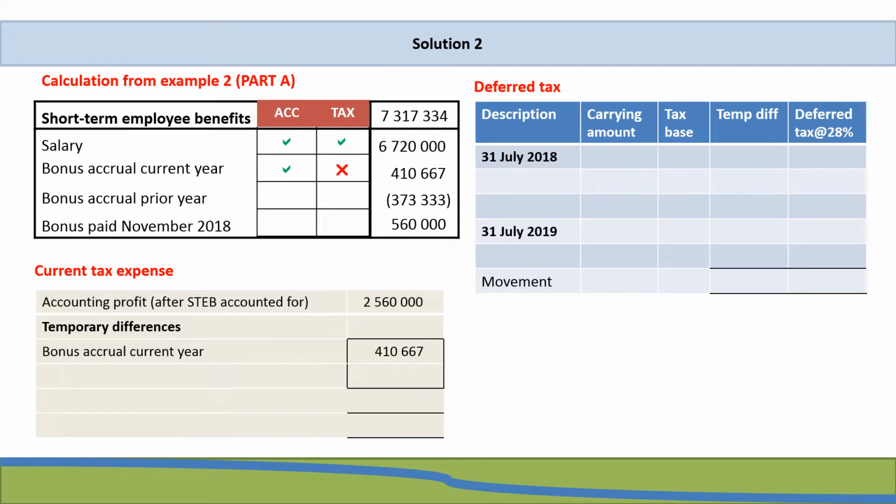Next, we have the prior year bonus accrual for accounting purposes. It is not deductible and was added back when calculating the accounting profit to account for the movement in the bonus accrual. For tax purposes, though, the accrual is deductible as it is now due and payable, and therefore the bonus accrual for the prior year must be deducted for tax. In short, our tax and accounting profits differ only in terms of the bonus accrual. So for tax, we're going to reverse what was done for accounting. When it comes to the bonus paid, it is deductible for accounting purposes as well as for tax purposes.